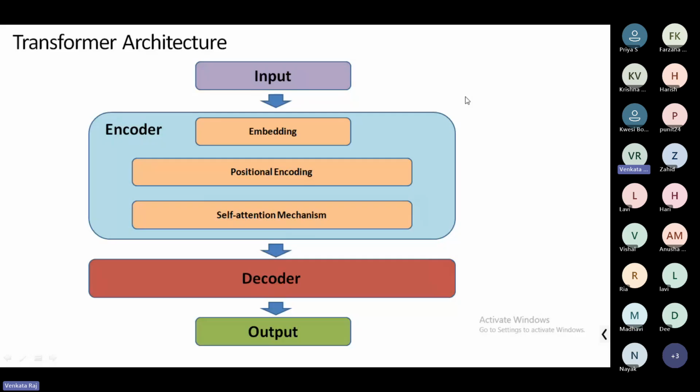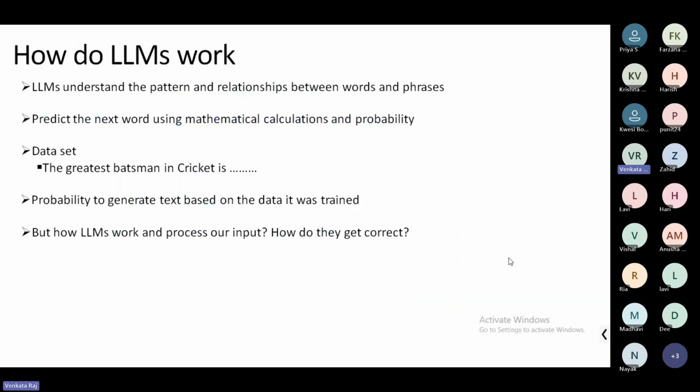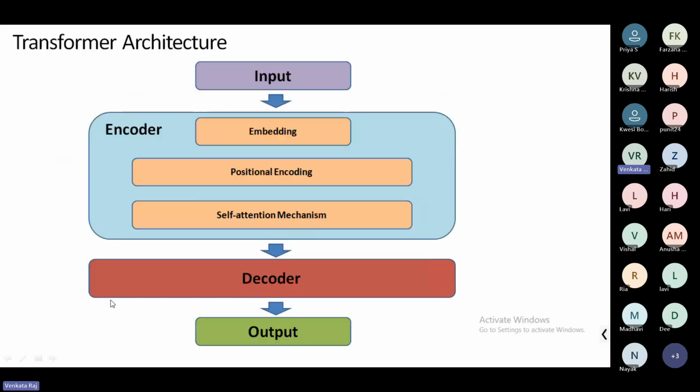So with the parallel processing getting evolved, the latest architecture being followed by the models, the LLMs, is the transformer architecture, everyone. Okay, transformer architecture. Now we will understand this transformer architecture.